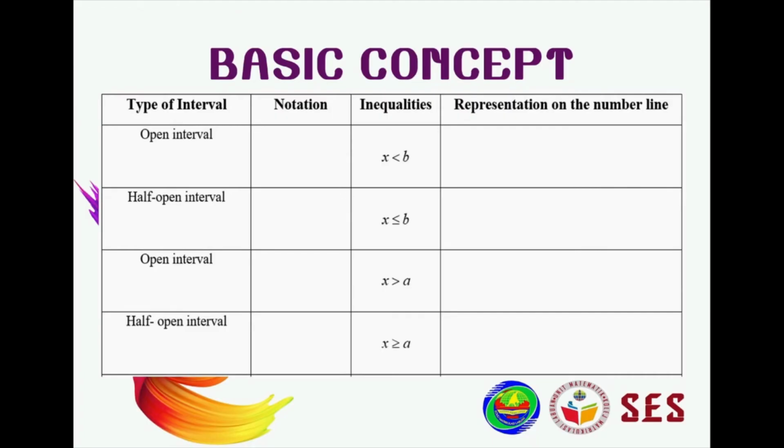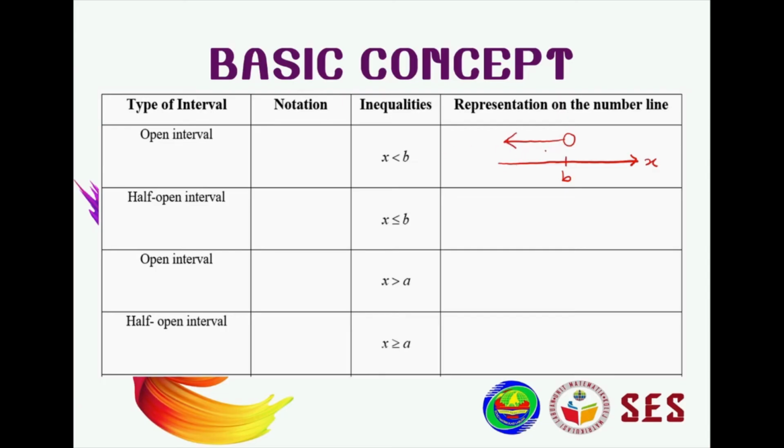What if we have inequalities like this? I usually call it single inequalities. First, we're going to represent this on the number line. X is less than B, meaning on the number line, we only have B. So what about the circle? Is it black or white? Yes, it is white. And the direction? Is it greater than B or less than B? Yes, X is less than B, meaning we are going to the left.